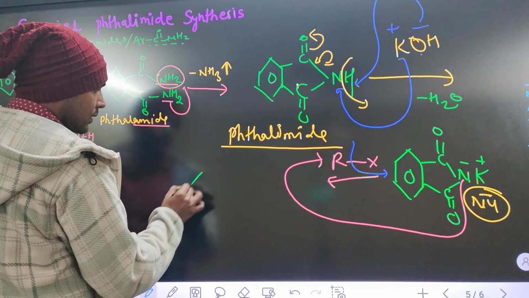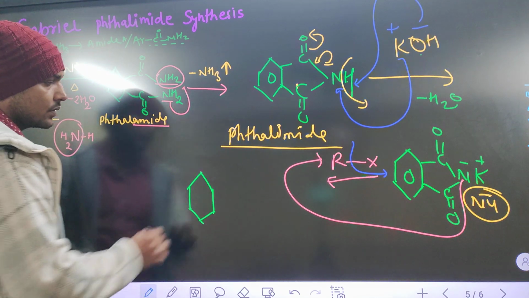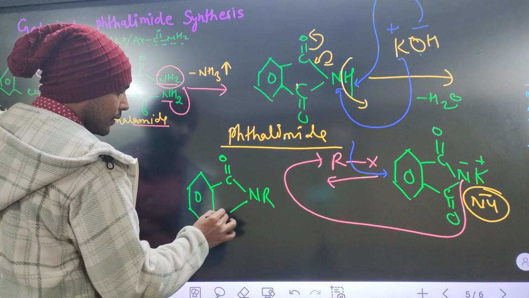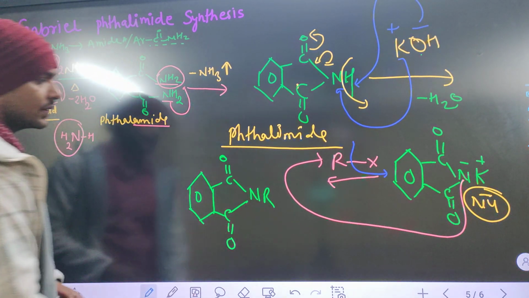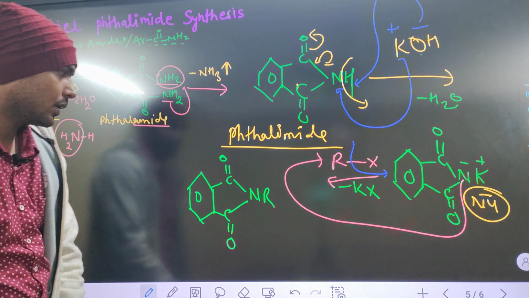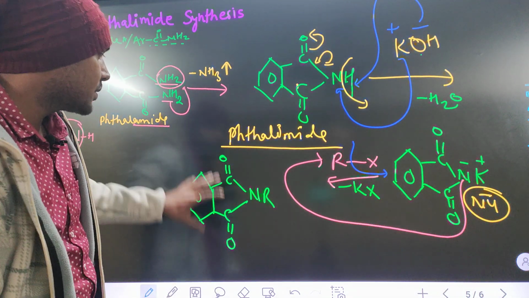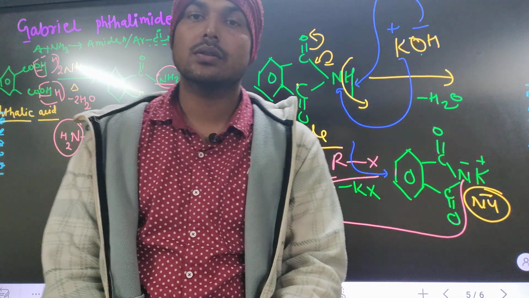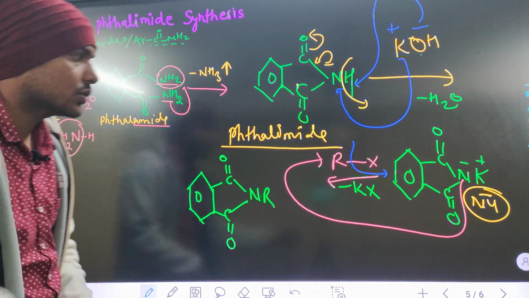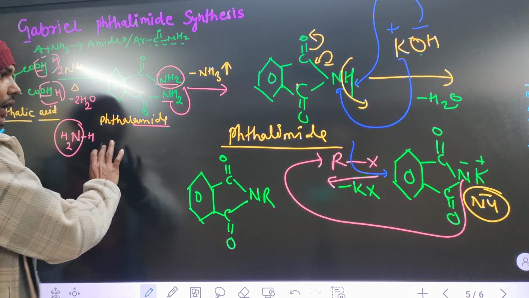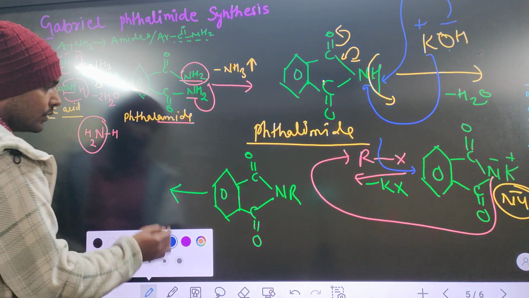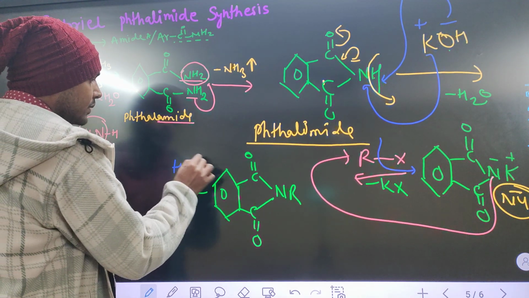The structure is like this: CO, N-R, CO, like this, and minus KX you can write. Now this compound is present in the basic solution, so we can do the basic hydrolysis of this. What will happen? We are going to do basic hydrolysis. In hydrolysis, what do we use? We use HOH, OH minus and H plus.